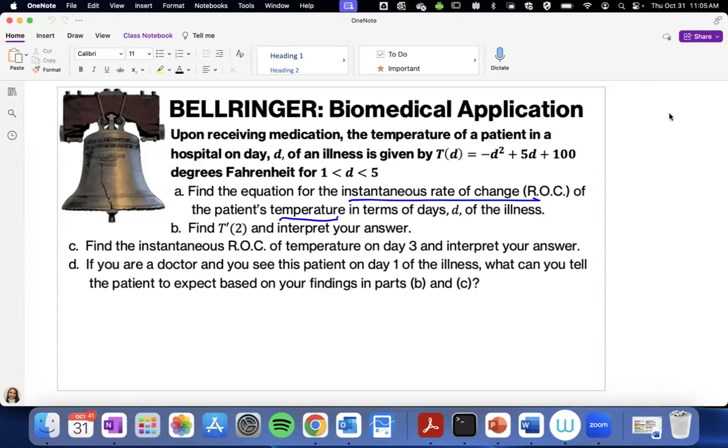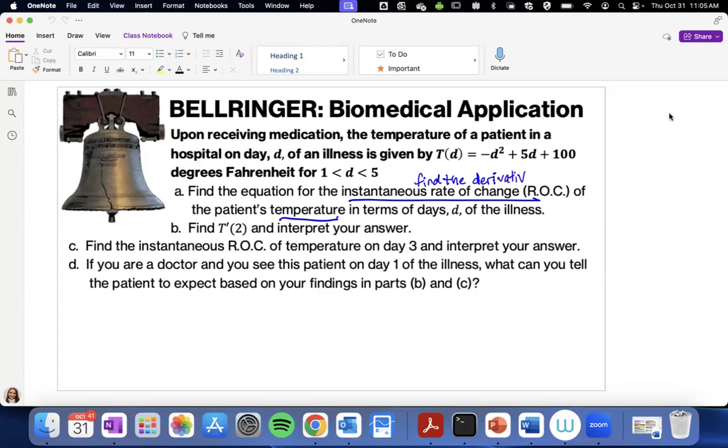What does that tell me to find? Instantaneous rate of change is the derivative. So this is really saying find the derivative. Your brain should translate that. I want you to hear or read instantaneous rate of change and say, take the derivative. That's what I want your brain to do.